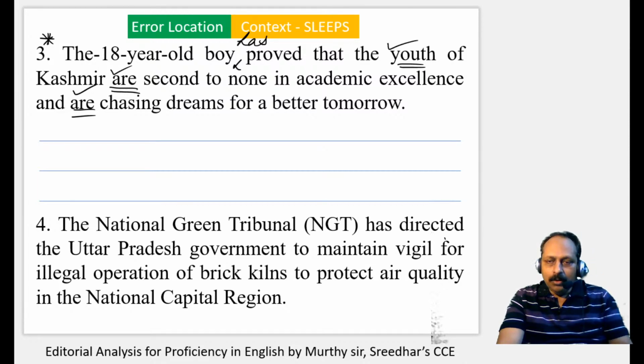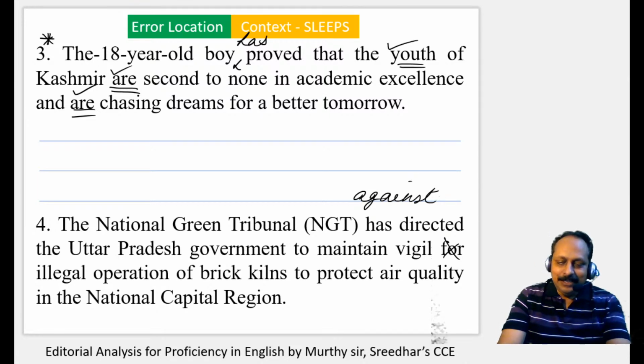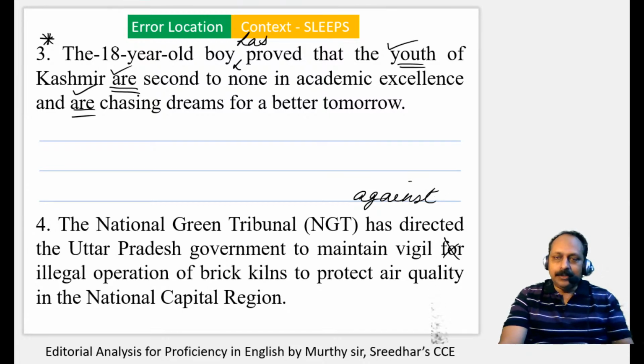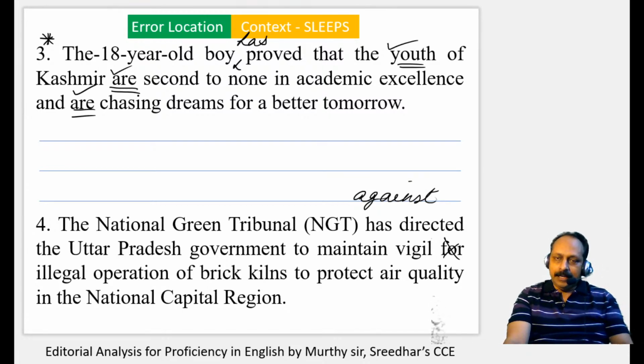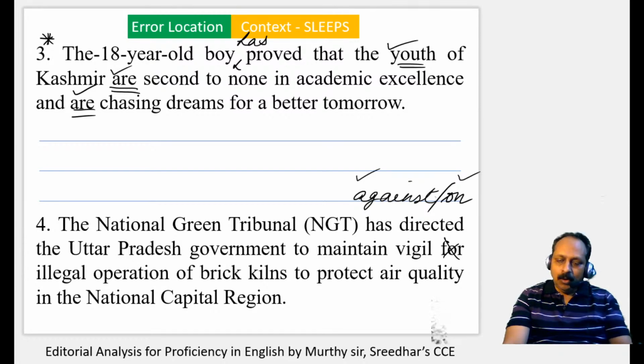It is not on, it should be vigil against illegal operation of brick kilns. The correct preposition, illegal, against illegal operation. On is also right, but in the newspaper it has been used against. Better expression, on something, on is also absolutely right. I don't want to disappoint you guys. So both are right, against or on someone or something.